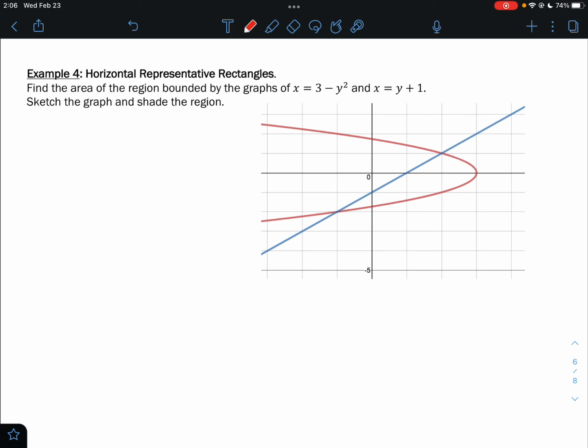All right, so here's our first one. We can see the region here that we're trying to find the area of. And one of our little rectangles would look like that. And move that up and down to find all the area added together. So let's start by finding our bounds. Set 3 minus y squared equal to y plus 1.